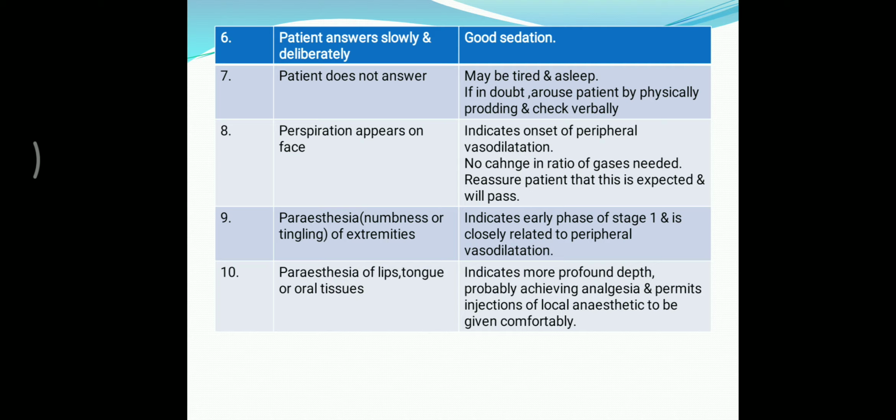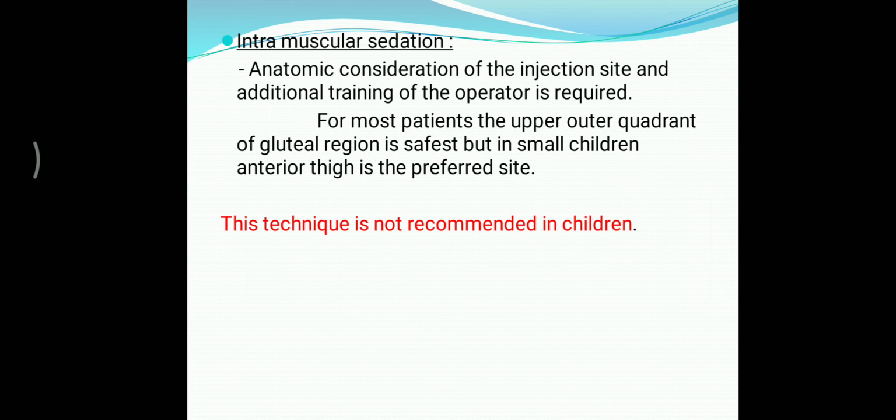And paresthesia, numbness or tingling of extremities, indicates early phase of stage 1 and is closely related to peripheral vasodilation. Paresthesia of lips, tongue, or oral tissue indicates more profound depth, probably achieving analgesia, and permits injection of local anesthetic to be given comfortably. Intramuscular sedation: anatomic consideration of the injection site and additional training of the operator is required. For most patients, the outer quadrant of gluteal region is safest, but in small children, anterior thigh is the preferred site. This technique is not at all recommended in children.